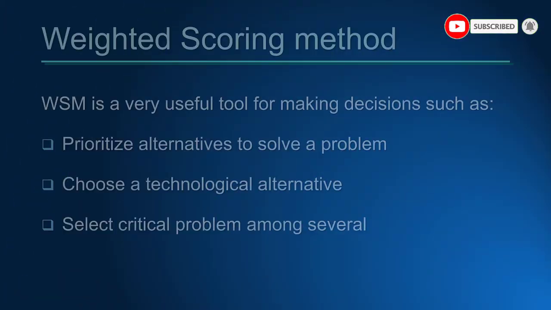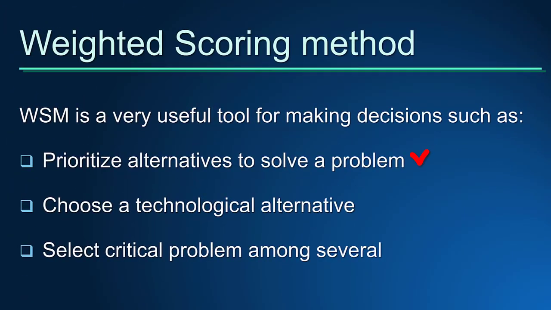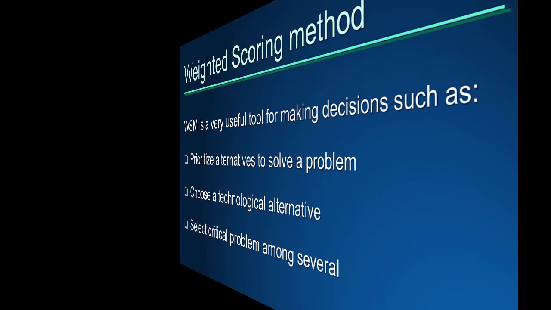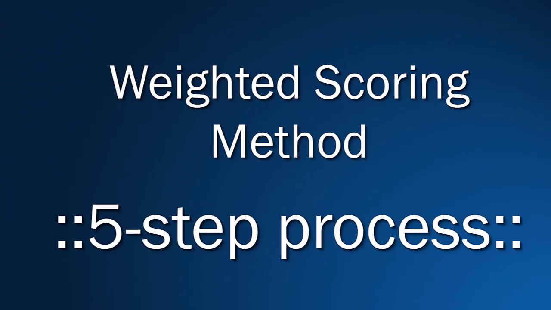Welcome. Let's start. The weighted scoring method is a tool to rank completely different alternatives for a problem, to choose the best suitable technology for an application, to select the most critical problem among several. The weighted scoring method can be explained in 5 easy steps.